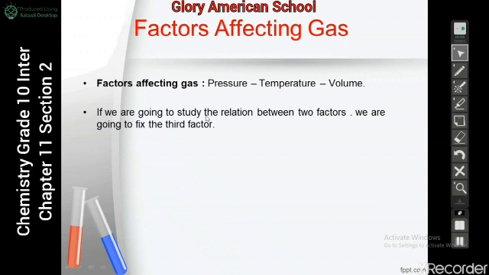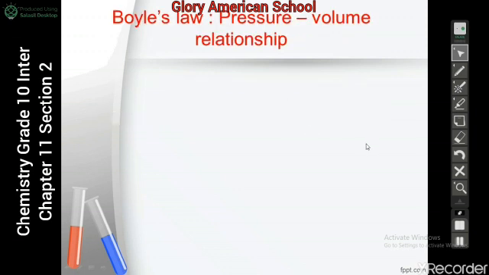So if we are going to study the relation between two factors, we are going to fix the third factor. The third factor is a constant. So one of them will be constant, and we are going to study the relation between the other two. The first law is called Boyle's law.